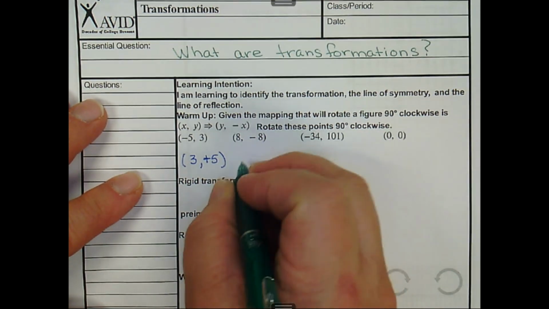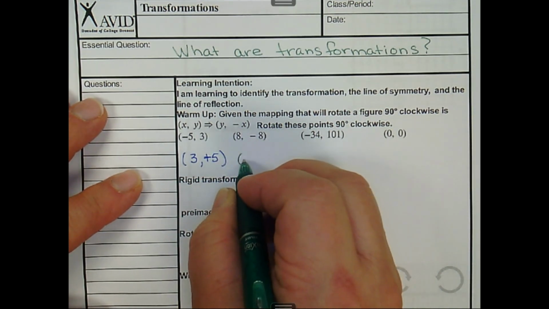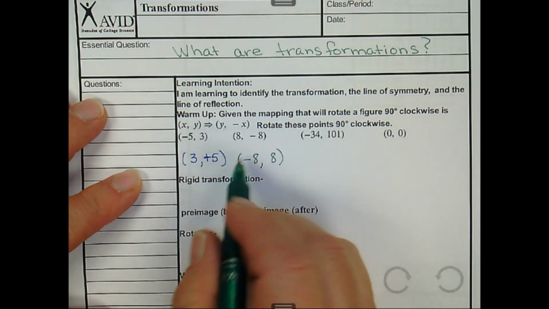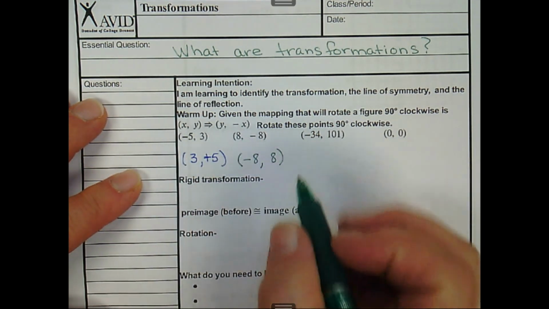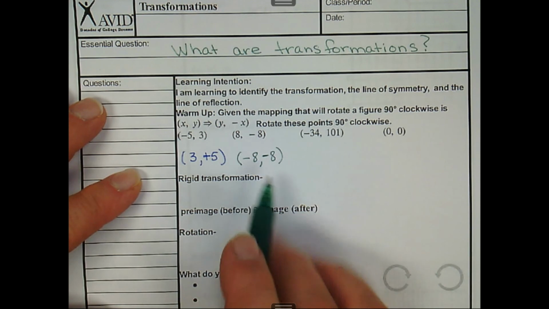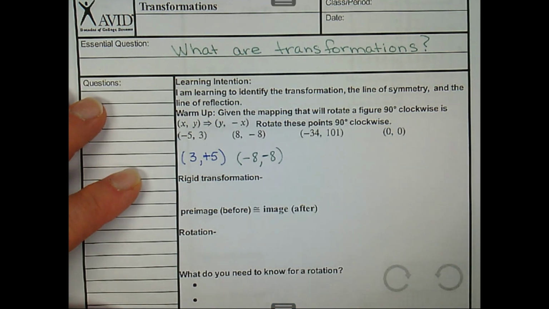Okay, let's look at 8, -8. Step 1, switch them around. -8, 8. Step 2, change your x value to its opposite. So after a 90-degree rotation clockwise, 8, -8 becomes -8, -8. Once again, if you still didn't get it, see if you can do the next one on your own.